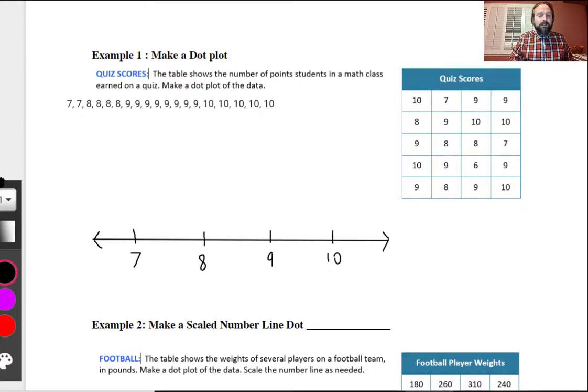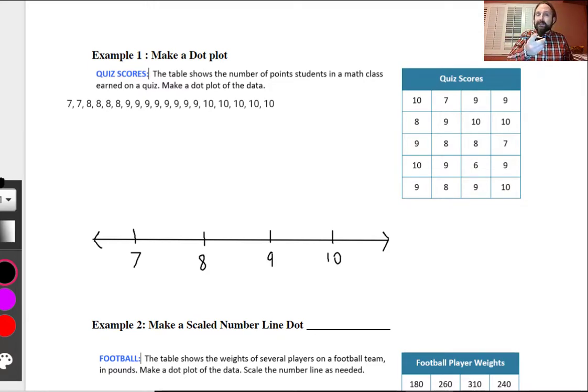But if there was, let's say there were no 8s, I would still put it in so I could show you that I don't have any data for the number 8. So now we're going to put our dots.